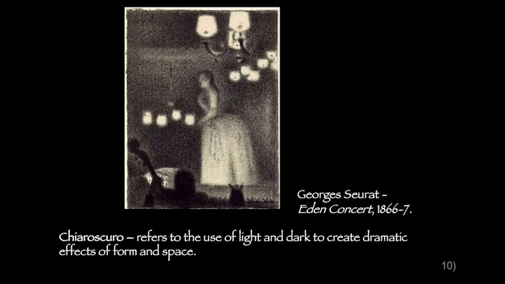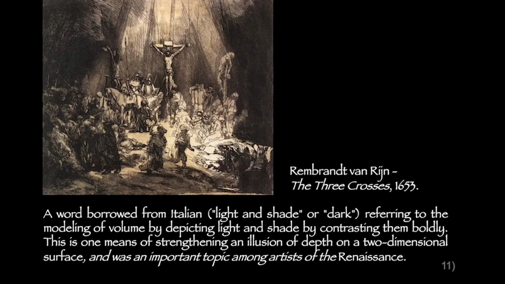Chiaroscuro is another term related to value, and this refers to the light and dark used to create more of a dramatic effect of form and space. And this was used, again, by more historical artists and mainly in the Renaissance. So this was a word borrowed from the Italian meaning light and shade or dark, referring to the modeling of a volume by depicting light and shade by contrasting them boldly. So this is one means of strengthening an illusion of depth on a two-dimensional surface and was an important topic among these Renaissance artists. So Rembrandt here used lighting effects to achieve an impression of depth.